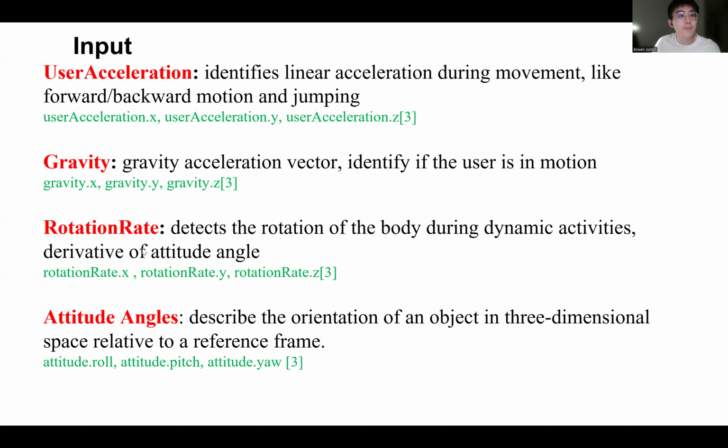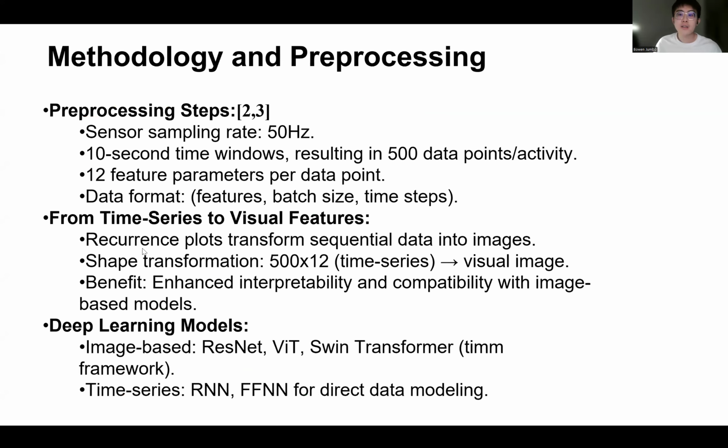Okay, let's move on. The sensor sampling rate is 50 Hz, and the dataset is time series data. I choose 10 seconds as the time window. So the input data for each batch is 500 times 12 features. The time series data is the input of the feed-forward neural network and the recurrent neural network.